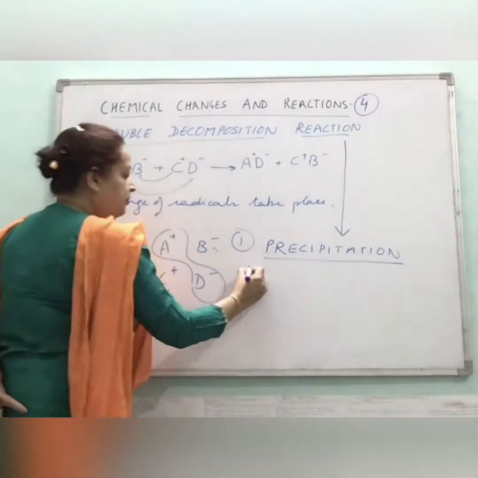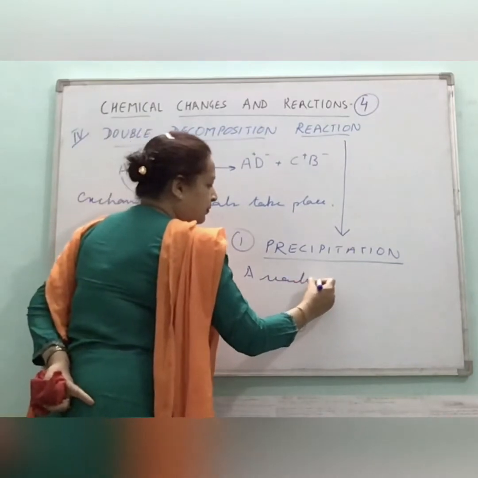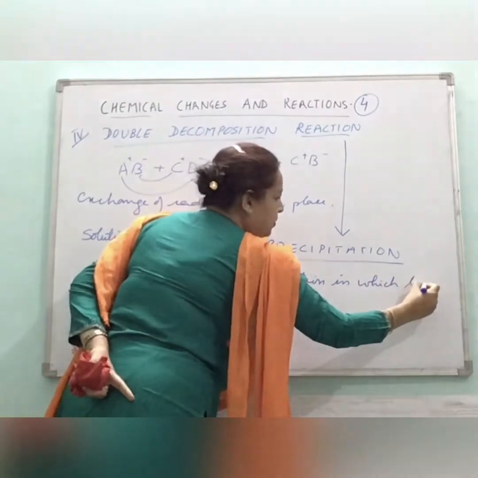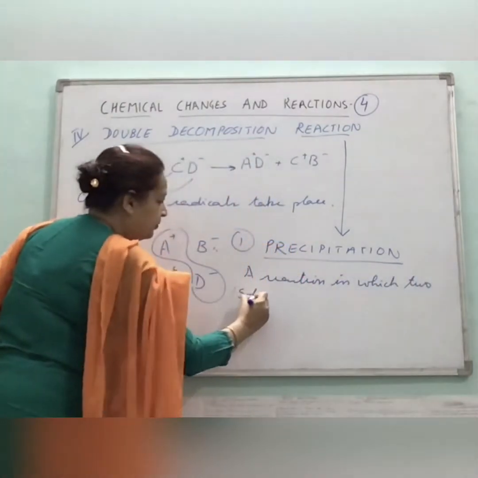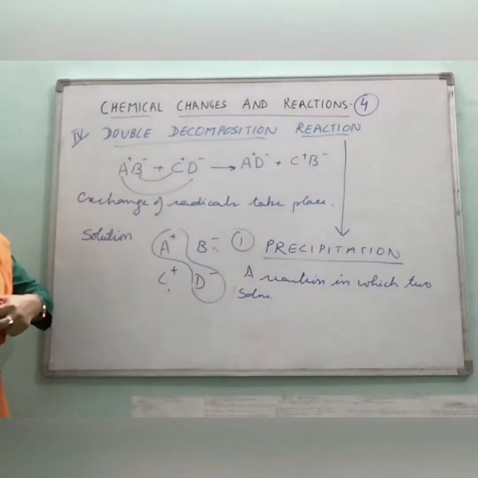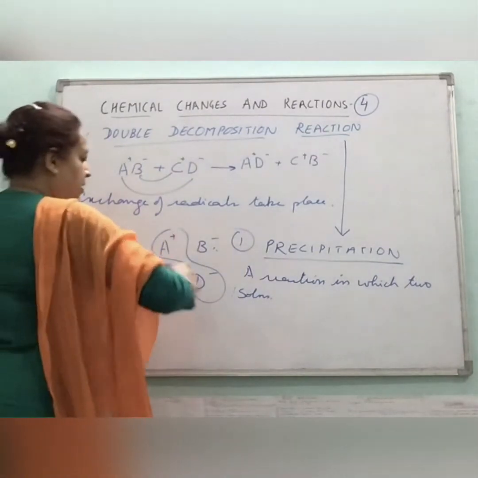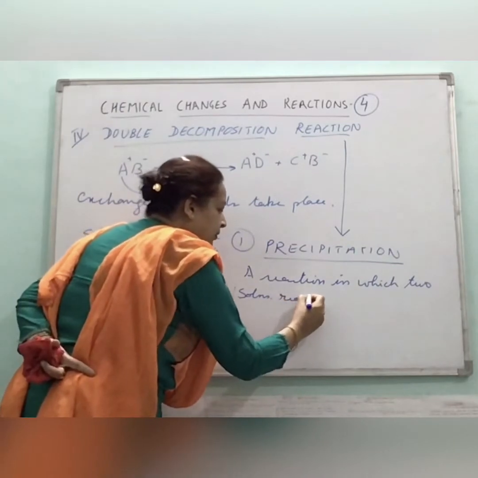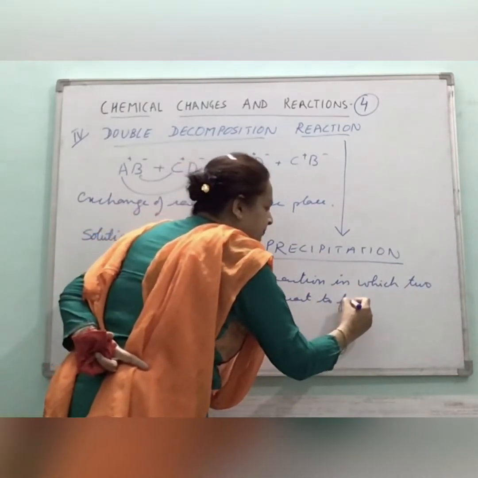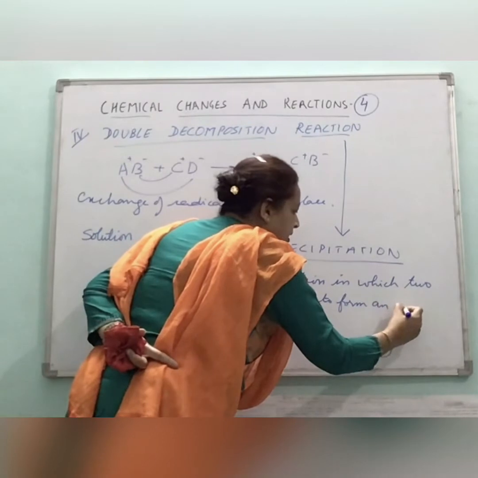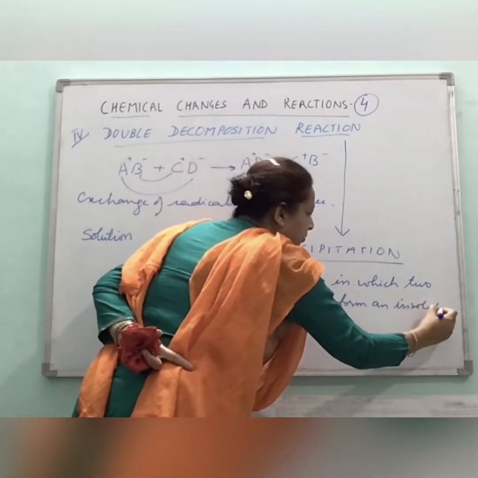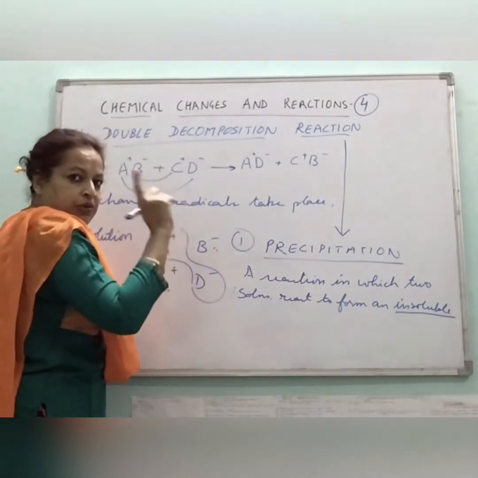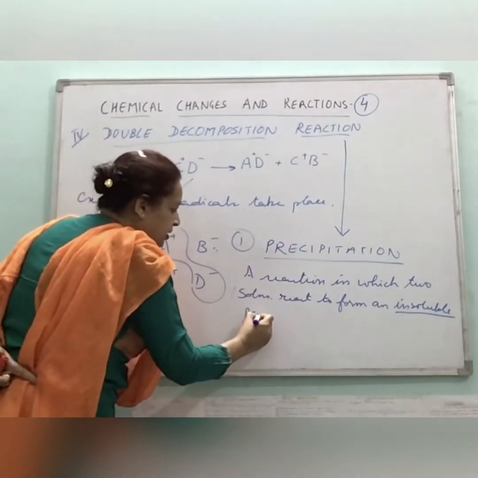Alright? So what is a precipitation reaction? A reaction in which two solutions react to form an insoluble product. Insoluble one. Both cannot be insoluble, only one is insoluble.